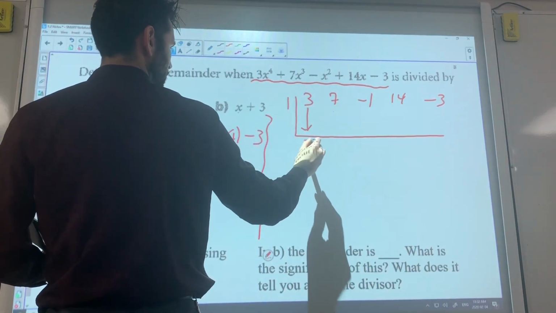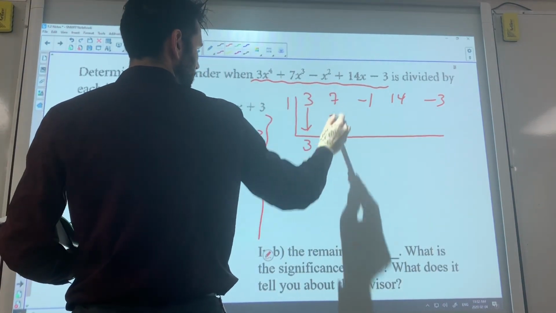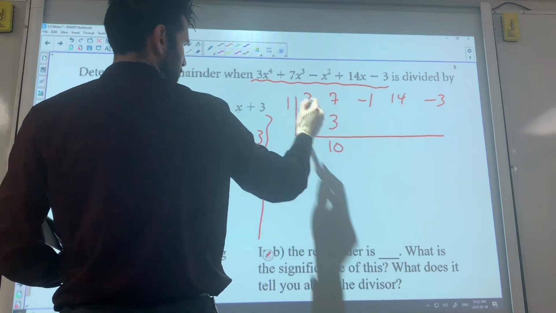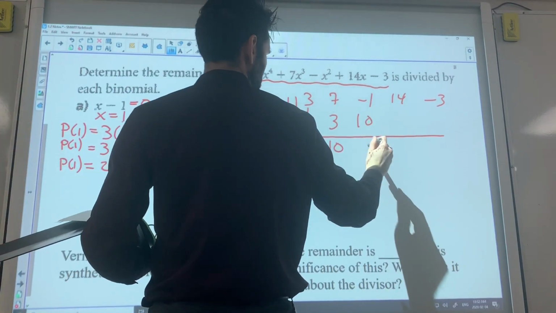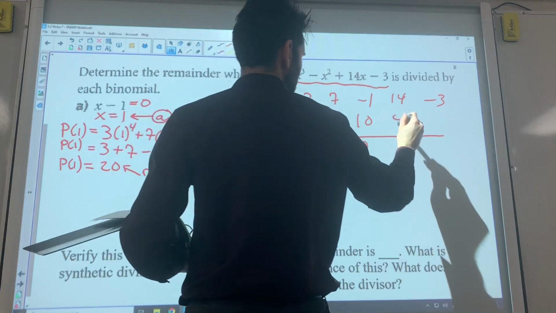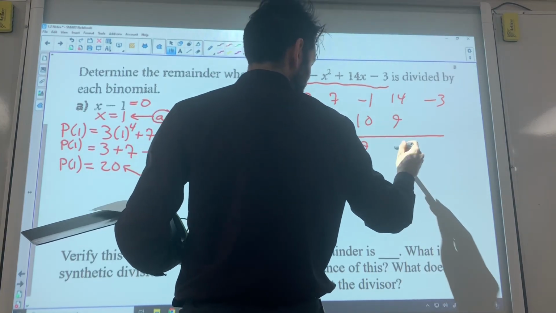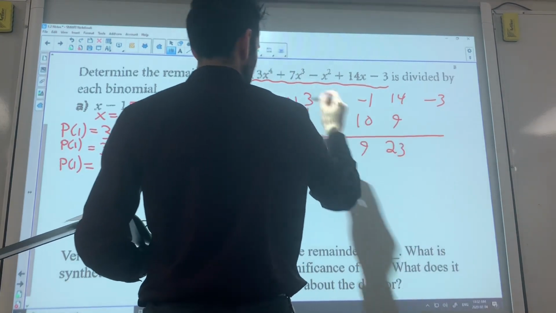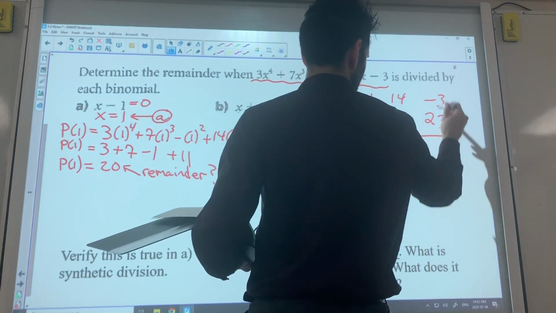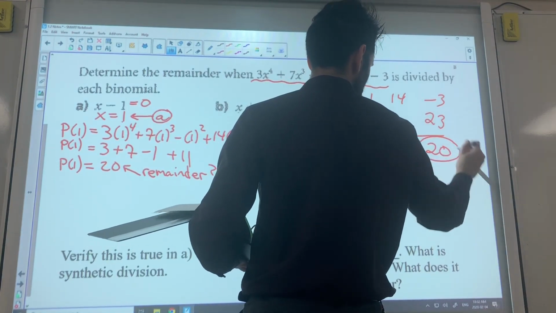Bring that one down. 1 times 3 is 3. Add those up, you get 10. 10 times 1 is 10. Add those up, you get 9. 9 times 1 is 9. Add those up, you get the 23. 23 times 1 is 23. Add those up, you get 20. So this should be the remainder.